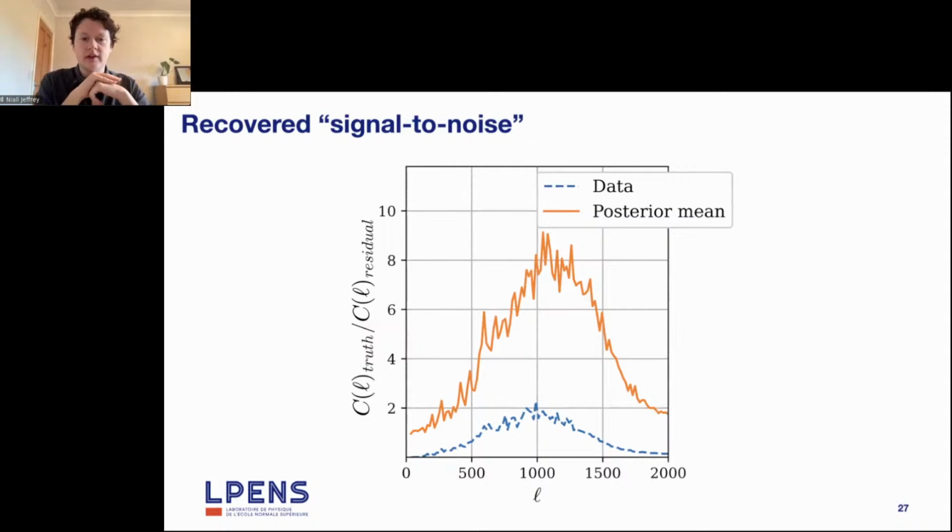And what we can see is that in the case of the data, there's only signal to noise greater than 1 for L around 1,000. But in our posterior mean, we end up with much higher signal to noise at those scales. So we're really recovering signal that was previously obscured by the foregrounds. So the foreground removal aspect is really working. We're removing foregrounds and uncovering real signals.